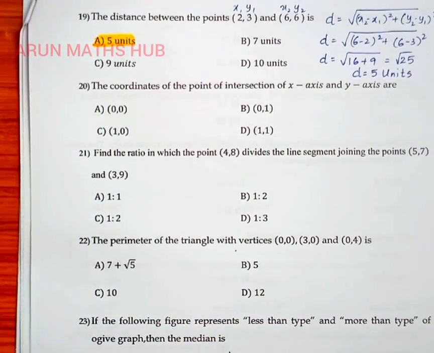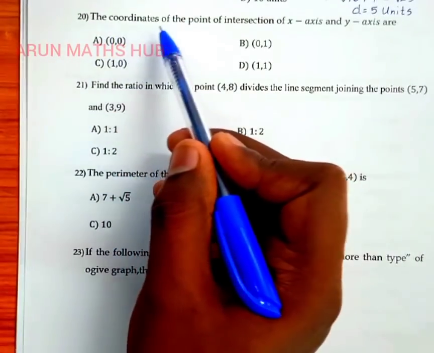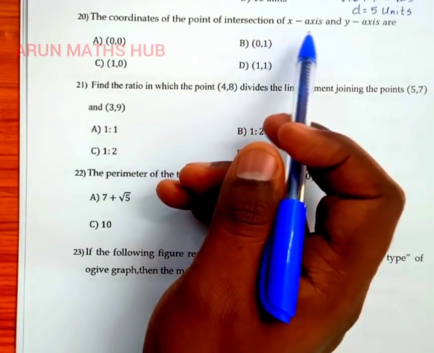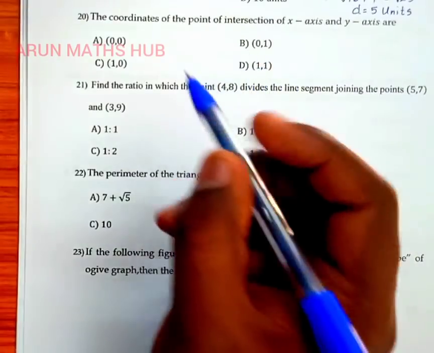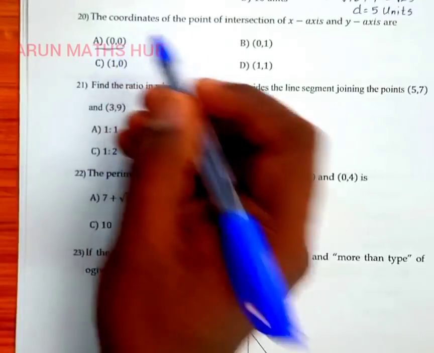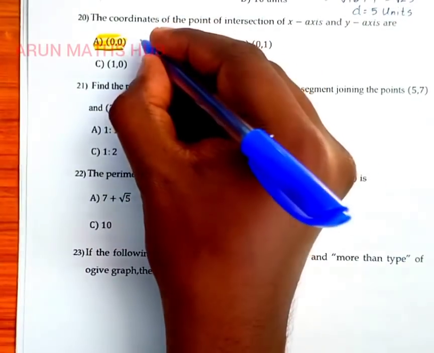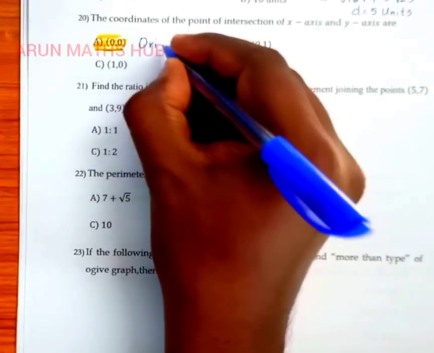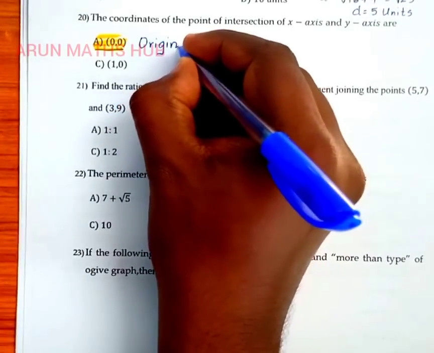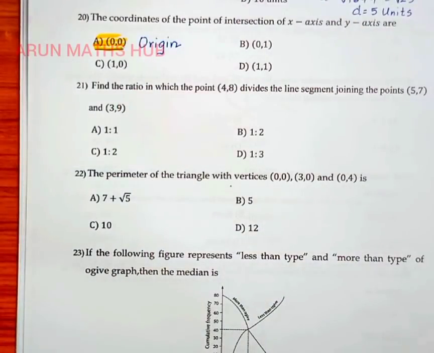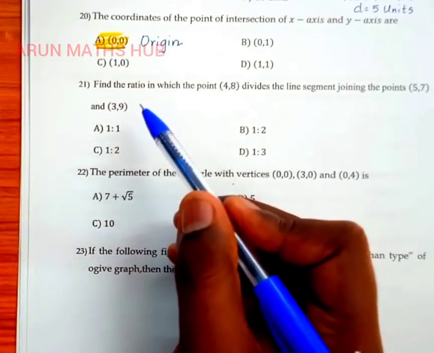Question number 20. The coordinates of the point of intersection of the x-axis and y-axis are? The intersection of the x-axis and y-axis will be at the origin. The coordinates of the origin are 0, 0. Therefore, the correct answer is 0, 0. The intersection of the x-axis and y-axis is called the origin.